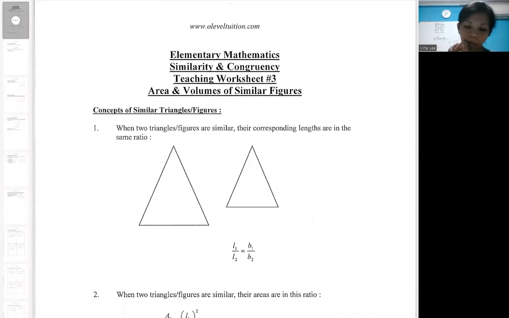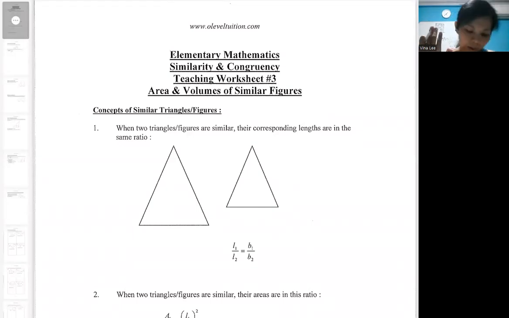So this one, we already learned the idea about similar triangles, how to prove similar triangles. So we are going to progress to similar figures. It can be different figures: it can be a circle, a cone, a cylinder, a pentagon, whatever it is. We're going to explore the area ratio and the volume ratio. There will be some concepts I'm going to introduce first.